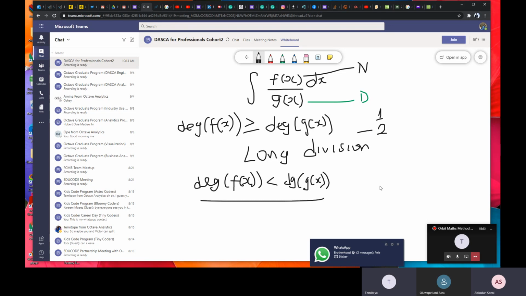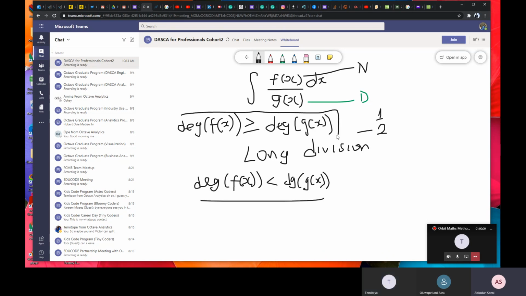So I'll talk about step 2 now. But if the case is this case, do step 1, which is what? Long division, then proceed to step 2. But if you check the degree and it is this case, you don't need to do step 1, come to step 2. So what is step 2?